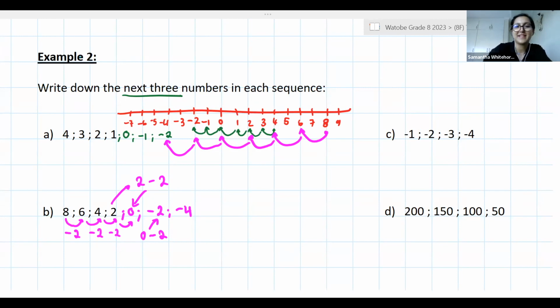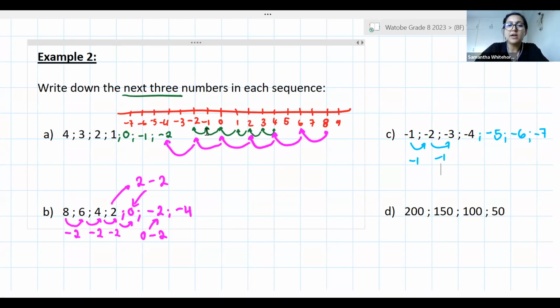Okay. For C, I said -5, -6, and -7. Perfect. So guys, what we are doing here is essentially just subtracting 1 each time to get from one value to the next one. And so if we carry on that pattern, then we get our sequence.